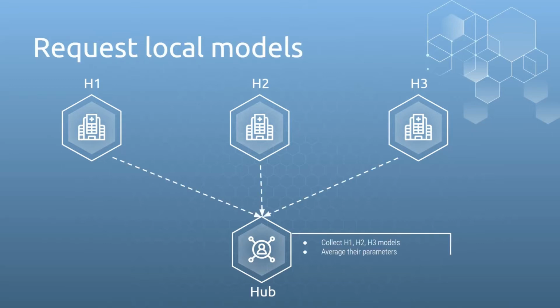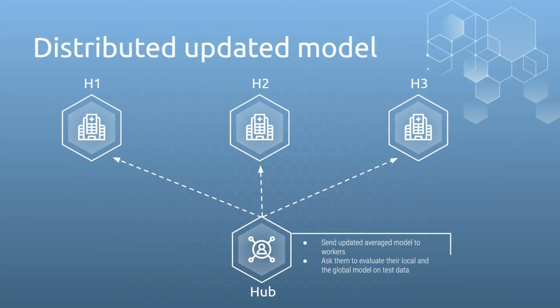So once they've done this, they send back the weights of their model to the hub, but notice that only the weights are leaving the hospital and the sensitive patient data remains behind the firewall. Then these models are averaged on the hub. So H1, H2, H3 models are averaged to become the average model. And this is then sent back again to the hospitals to continue their training.